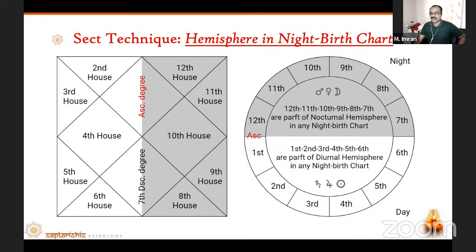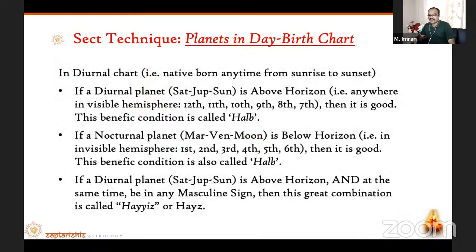If you can go back to the previous slide about the day chart, I will explain. Yes, this is about the day. This is the same thing I explained when the graphic was visible. This is again a summary. In a diurnal chart, this is a day birth chart, the native is born anytime from sunrise to sunset.